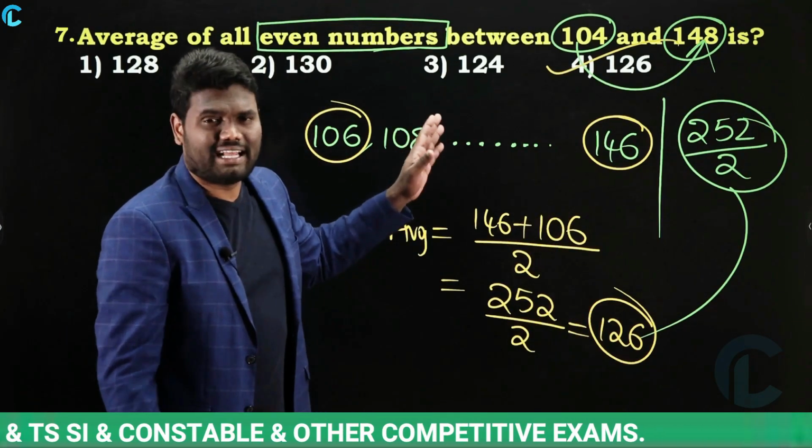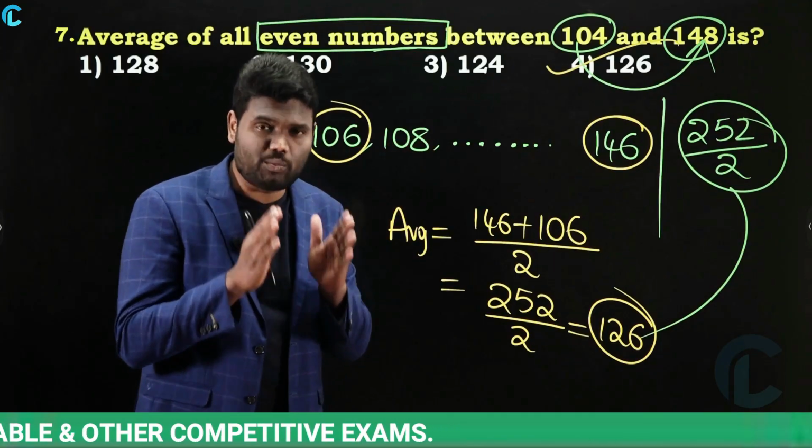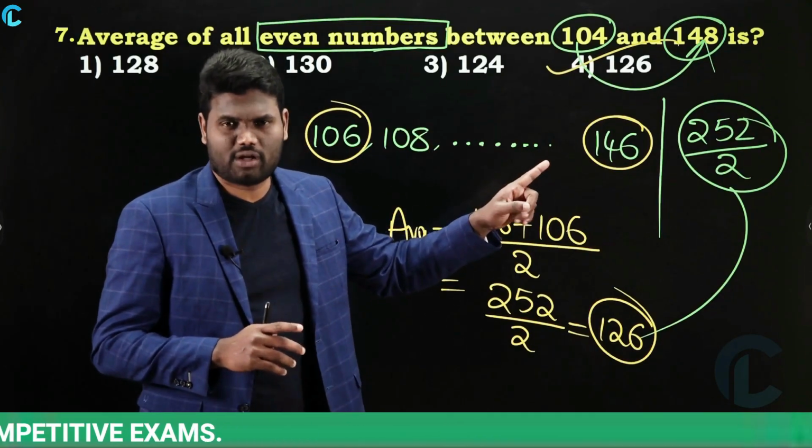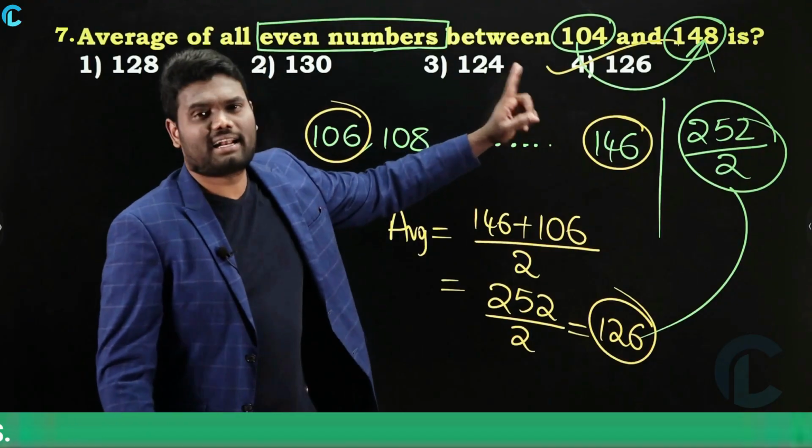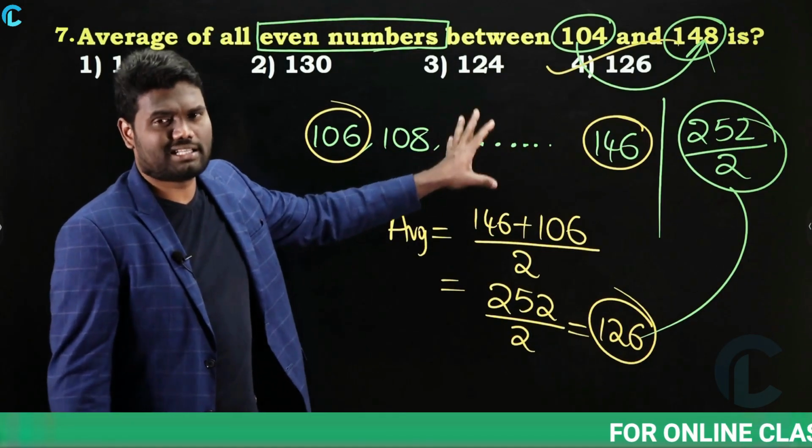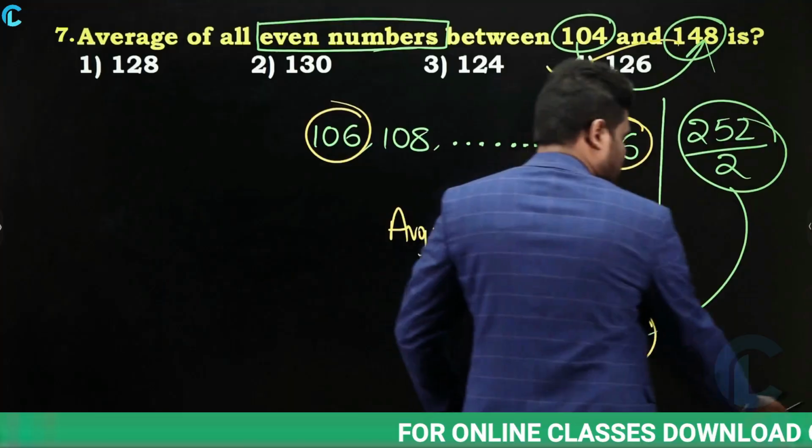So, either you can write the numbers whatever you have between 104, 148, or else you can directly calculate the average for the given numbers. You will get the same answer. Okay. Let us look at the next question.